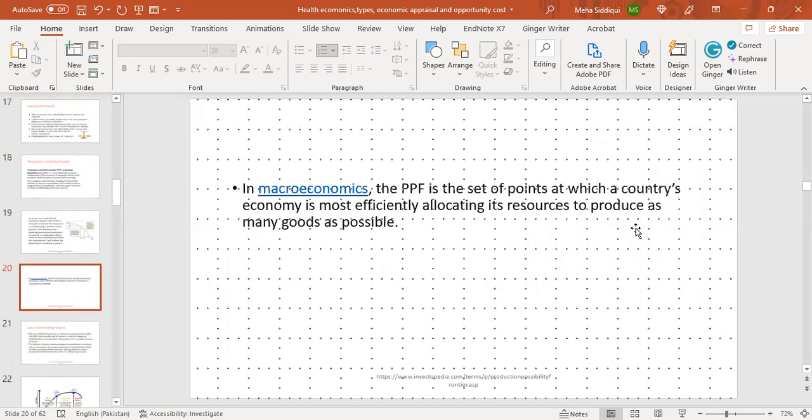In macroeconomics, the PPF is the set of points at which a country's economy is most efficiently allocating its resources to produce as many goods as possible.